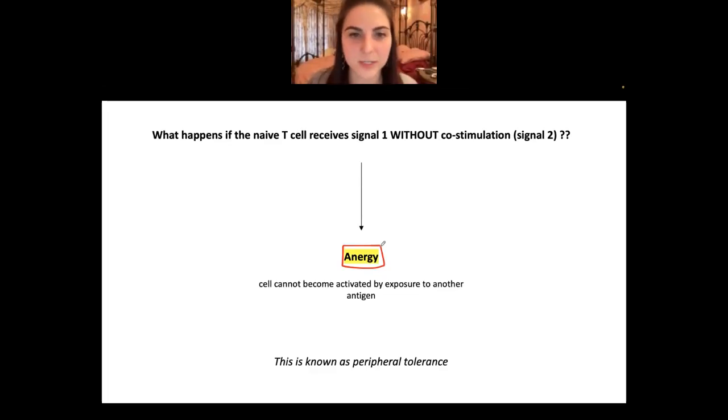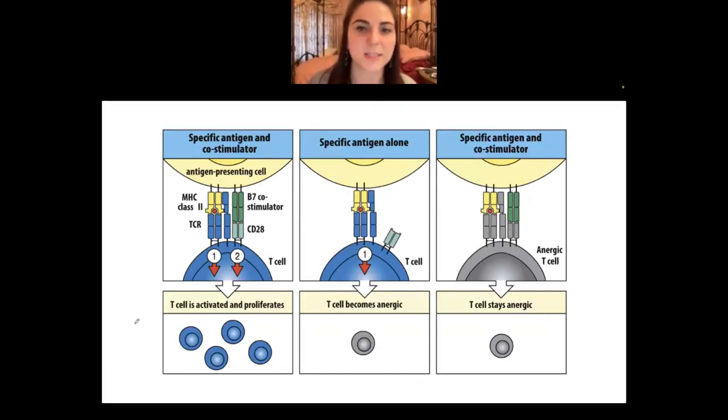But this is peripheral tolerance, as we mentioned, and this is what I just talked about. Here's your normal specific antigen and co-stimulator, so we have signal 1 and signal 2. This is signal 1 without signal 2: anergic. And even if we give it co-stimulation after it's become anergic, it doesn't matter. It's going to stay anergic. An anergic T cell, for all intents and purposes, is a dead T cell. It's just floating around. It can't react to anything. It can never get activated again.